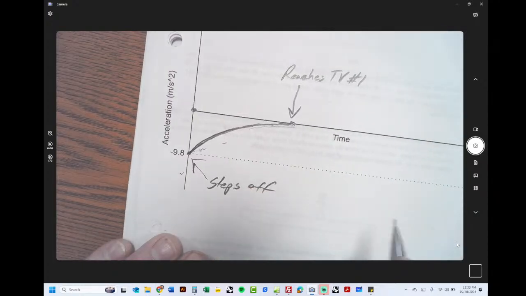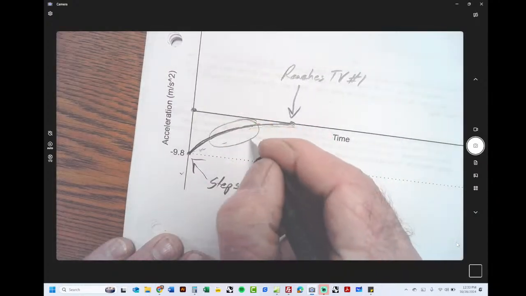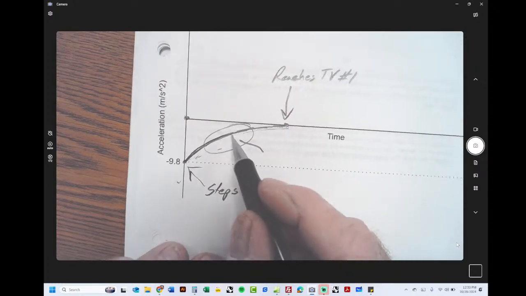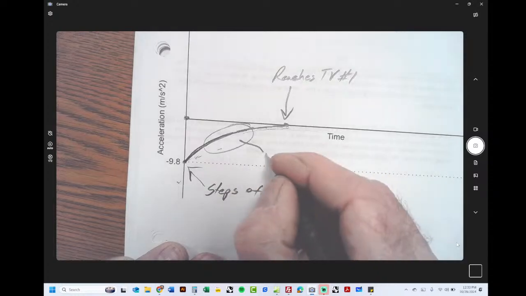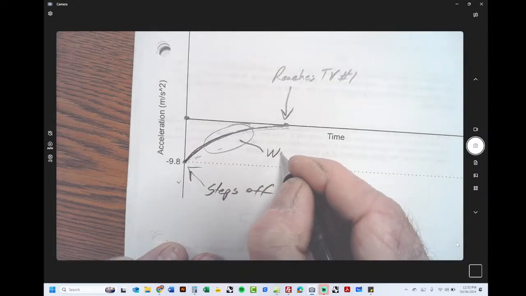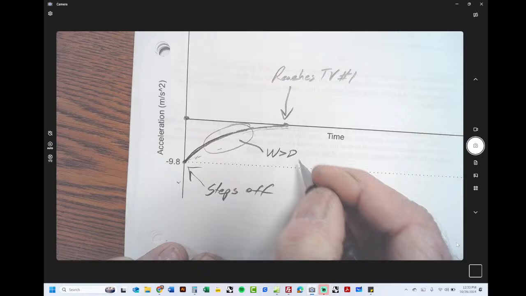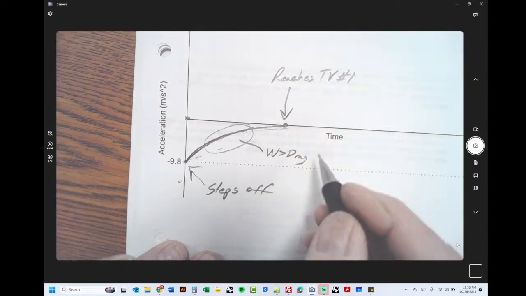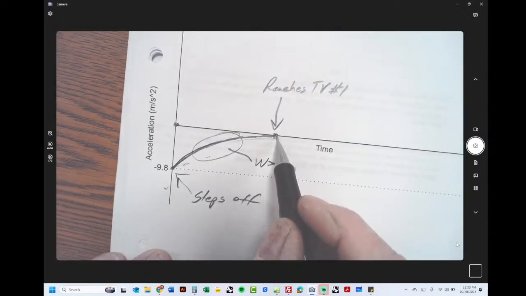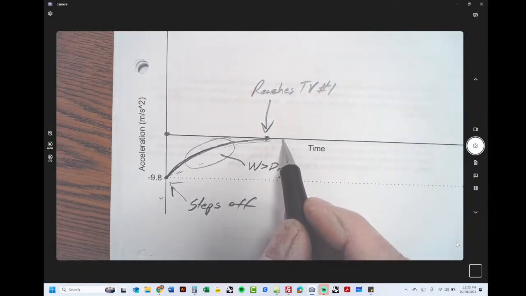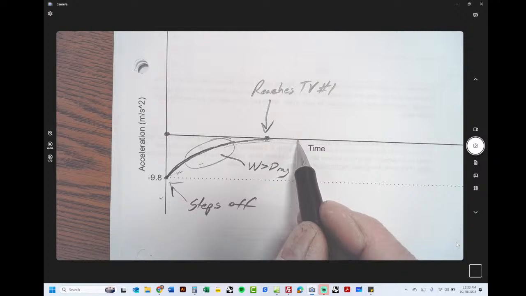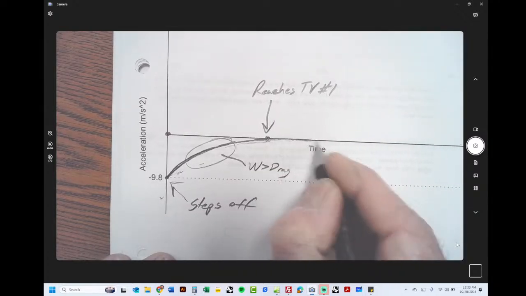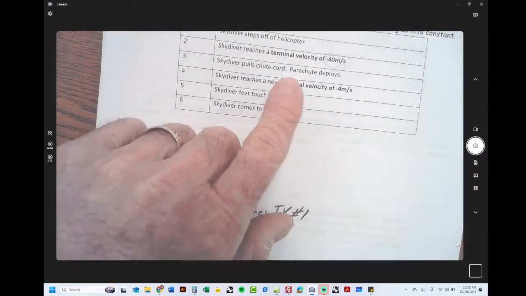All right. And right here, I'm going to label this. Which one's greater, weight or drag in this region? Weight, yeah. Instead of a big drawing, I'm just going to do weight is greater than drag. And then at terminal velocity, what's going to happen to the acceleration after that? It's going to stay 0 for a while. Until what? Till they pull the chute.